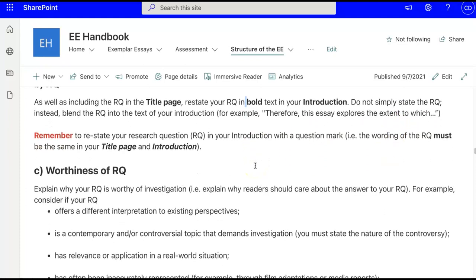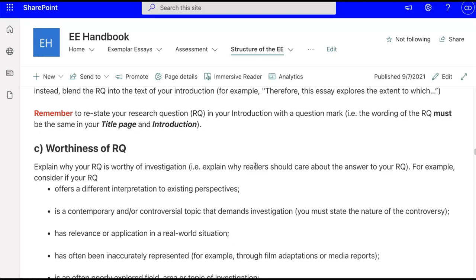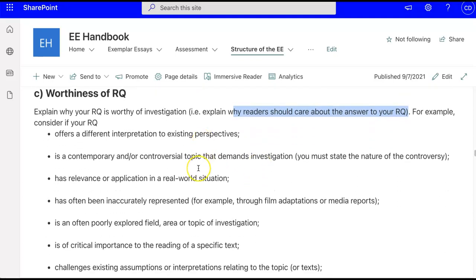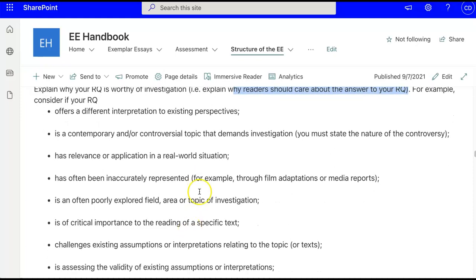Now, the worthiness of the research question. In other words, why is this question worth answering? You need to explain in your introduction why readers should care about the answer to your question. There are some examples here of justifications for research questions, so please pause the video and read those now.